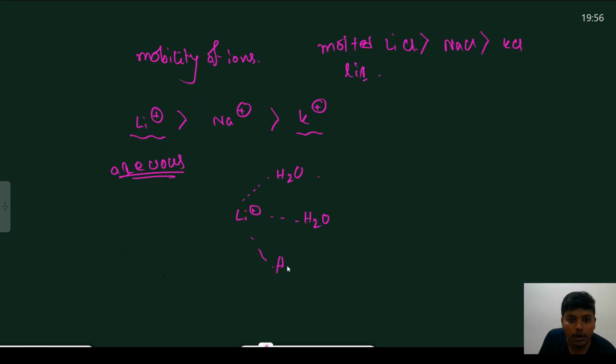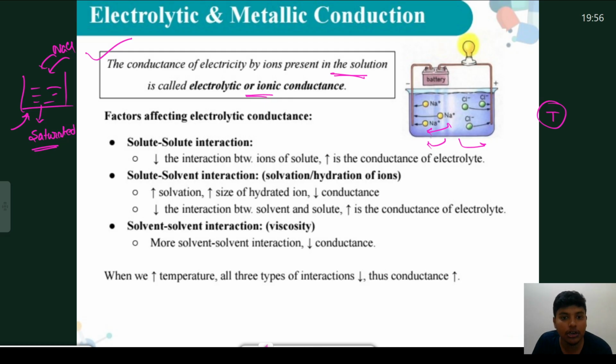Understood? So when lithium plus is attached to, let's suppose, 8 molecules of water, sodium is attached to 6 molecules of water, and potassium is attached to 4 molecules of water. Tell me, in water, which size will be large? Lithium. So in the aqueous solution of LiCl, this will be their order. So two factors are there: one is temperature, one is size. Size of hydrated ion will affect conductance.